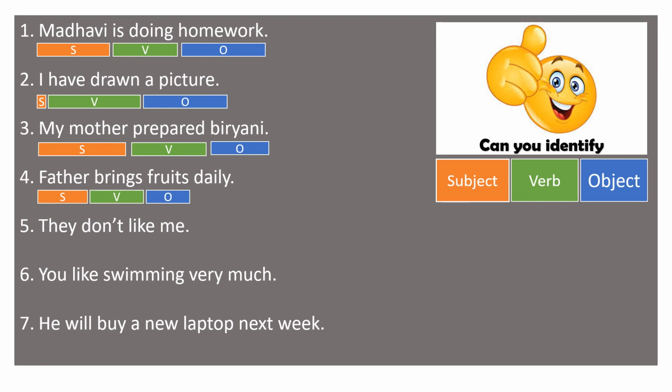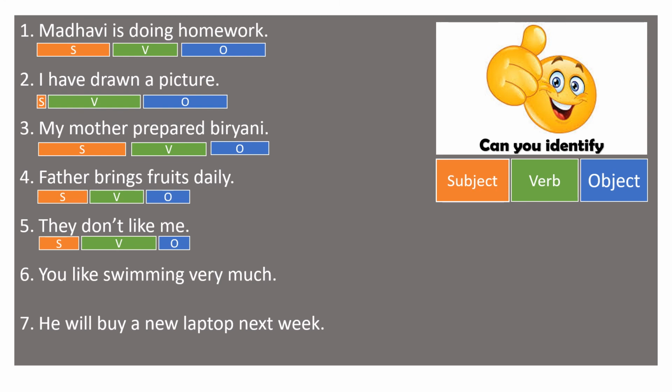Now come to the fifth sentence. They don't like me. Who is the sentence about? They. So they is the subject. Then what is the action here? Don't like. That is the verb. And whom don't they like? Me, object.